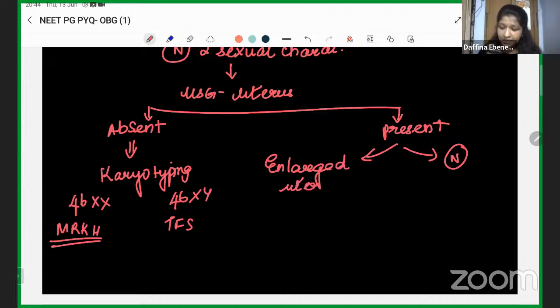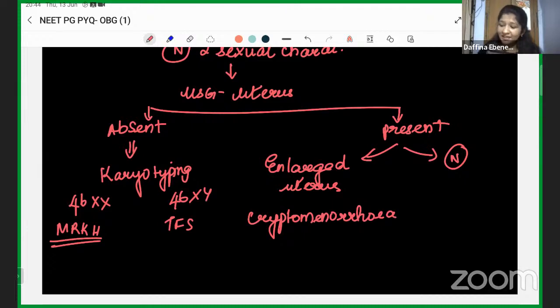Uterus is present, but it is enlarged and there is some obstruction in the outflow. Everything that is happening normally, but the menstruation is not happening because there is some outflow obstruction. That is called cryptomenorrhea. So you have to look whether there is an imperforate hymen, or if there is some transverse vaginal septum that is hampering your menstruation.